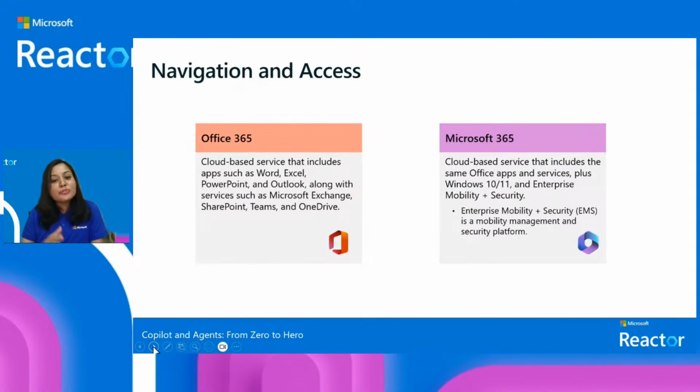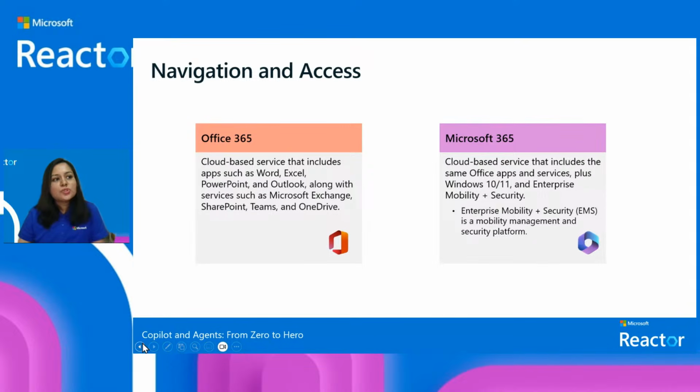Coming to your Microsoft 365, again, this is a cloud based service which includes your Office apps that we just spoke about. Along with that, it also includes services such as Windows 10, 11, Enterprise Mobility, and Security. We generally refer to these services as EMS, Enterprise Mobility and Security, which is your mobility management and security platform.